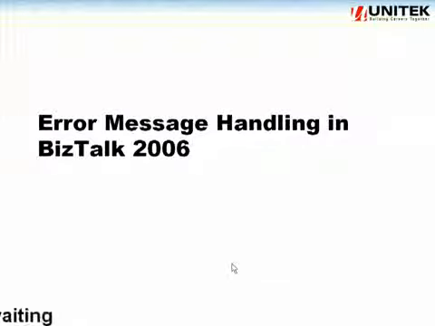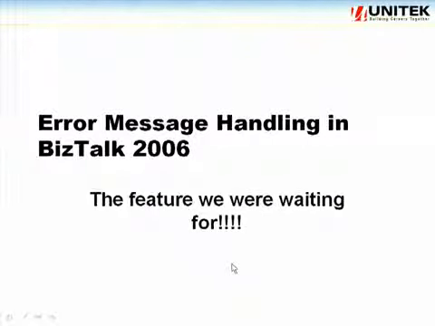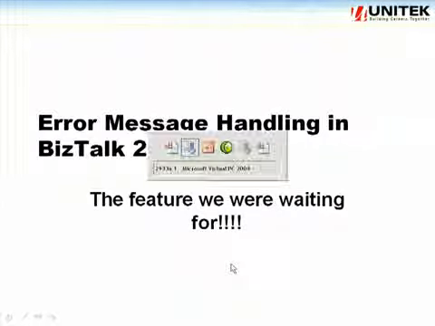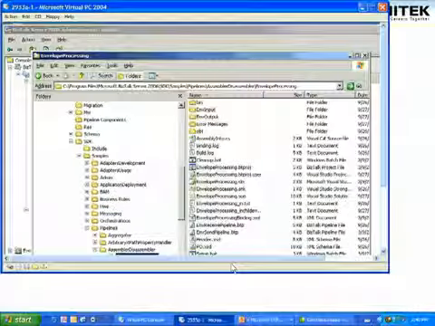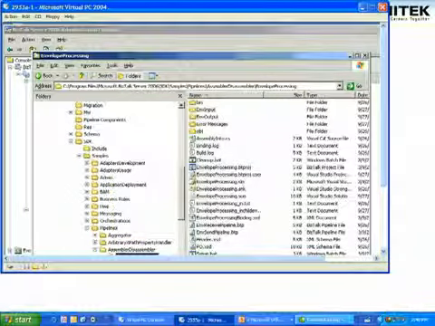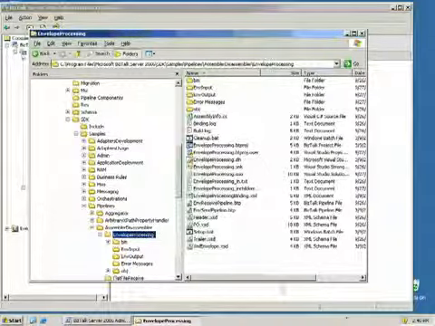Error message handling in BizTalk 2006. The feature we were waiting for. Now, in 2004, if we sent a message through that was malformed or didn't follow the structure of the defined schema, the message simply showed up as errored out.